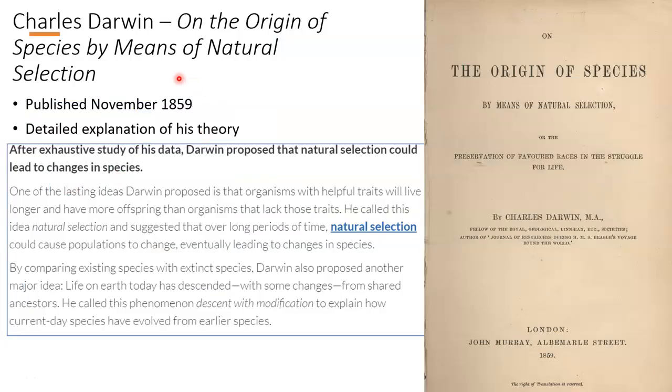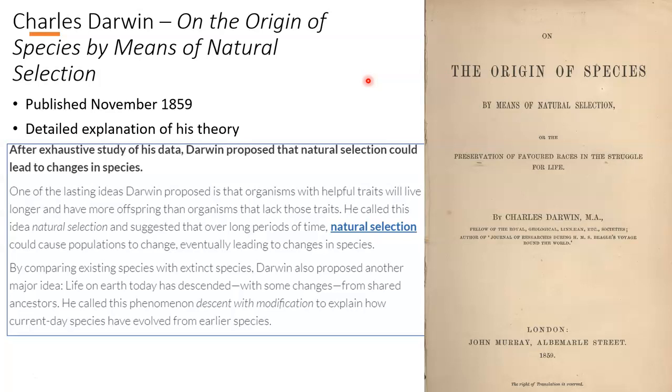So Charles Darwin wrote a book called On the Origin of Species by Means of Natural Selection, and here's the cover of one of the original prints of the book. It was published in November 1859, and it gave a detailed explanation of his theory.